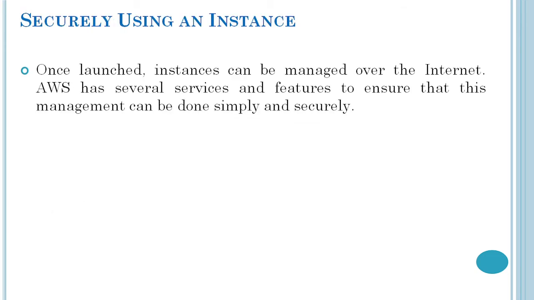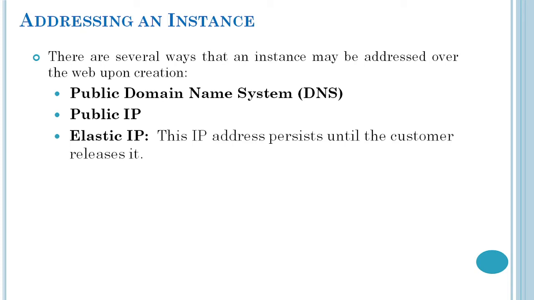Securely using an instance. Once launched, an instance can be managed over the internet. AWS has several services and features to ensure that this management can be done simply and securely. Now, how can we address an instance? There are several ways that an instance may be addressed over the web upon creation.